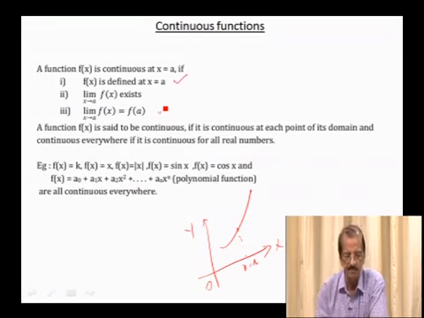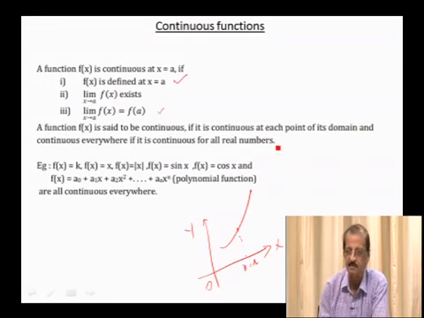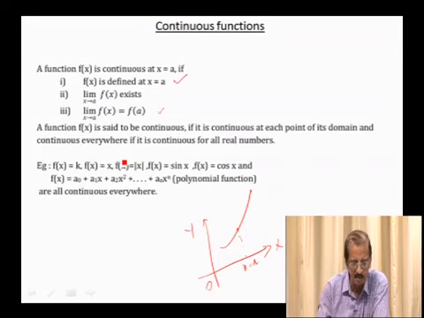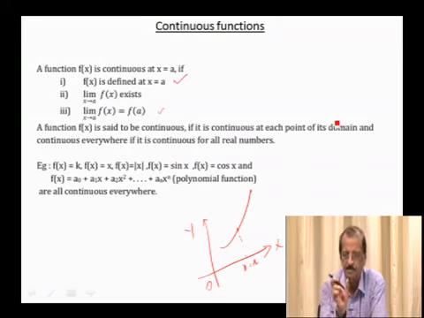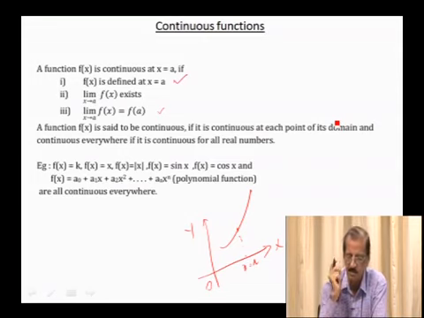So f x is said to be continuous if it is continuous at each point of its domain, and continuous everywhere if it is continuous for all real numbers. For all numbers, that is, if it is in some interval, it is continuous at each point of its domain. Every point in that interval, all points in the domain. Suppose it is continuous for all x, then we say continuous everywhere.